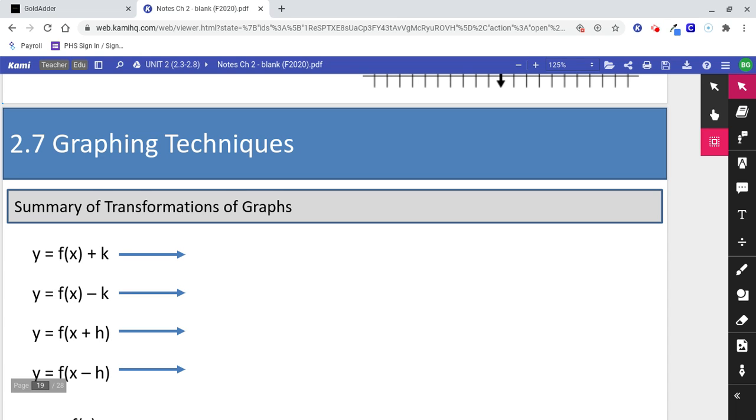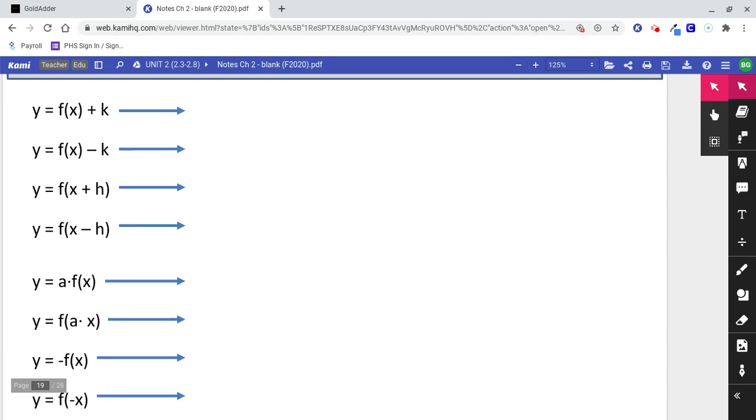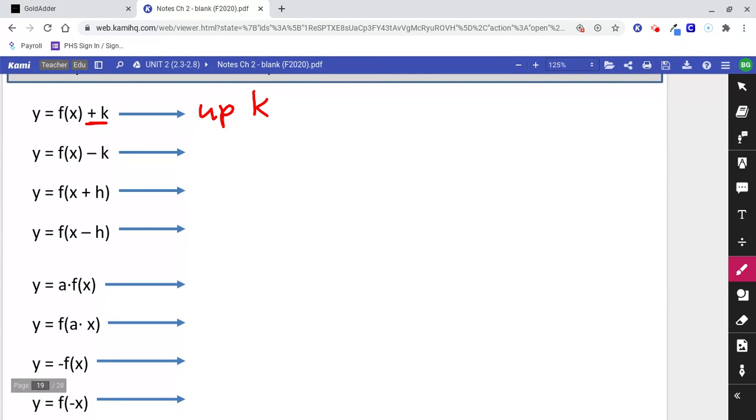2.7 graphing techniques. You've probably seen the transformations before, and usually it has numbers in here, but we've got these K's. And so K and H and A, those are just numbers. And so when you see a statement like this plus K right here, that's taking the function and shifting it up by K units. And minus K is going to tell me down K units.